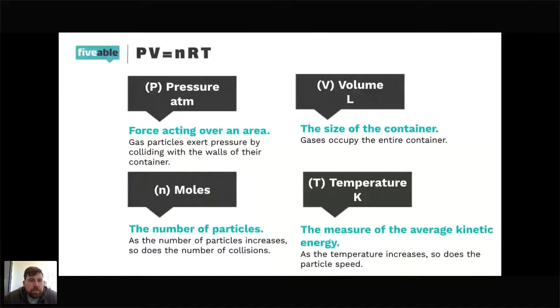Last but not least, temperature. Temperature is always measured in Kelvin. Remember, if you add 273 to the Celsius temperature, you will get Kelvin. As temperature increases, one last time, so does the particle speed. Based off of these four things, we need one last one, and that's going to be R, the universal gas constant. And this is where I switch back over to the whiteboard one last time today.